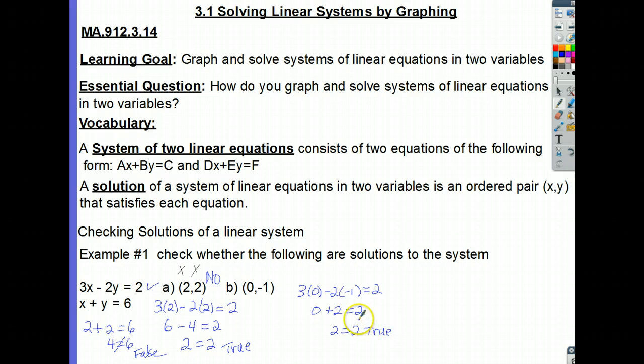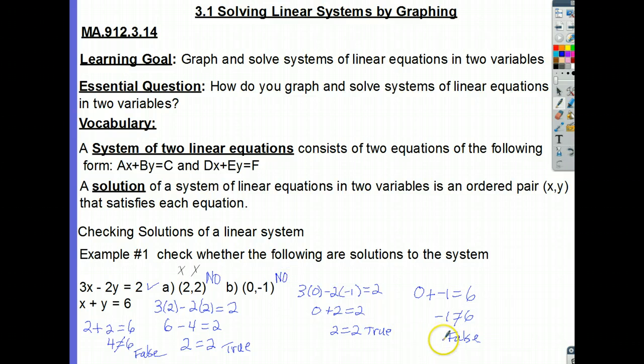Now, if we plugged it into the first one and it made a false statement, there wouldn't be any need to go on to the second one, because in order to be a solution to the system, we have to make both of them true. Okay, since we get true, we'll move on and try the second one. Plugging into the second one: is 0 plus negative 1 equal to 6? Does negative 1 equal 6? No, it does not. This is false. And so we find that neither one of these is a solution to the system.